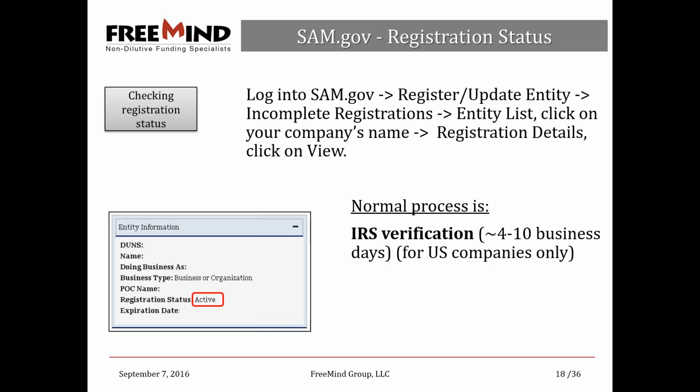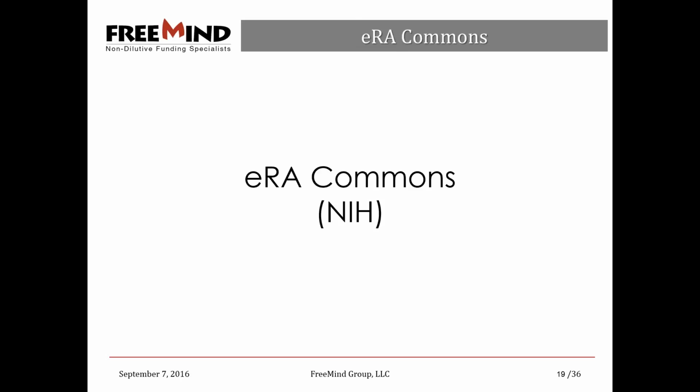The normal process is usually the IRS certification from 4 to 10 business days, and this is again for U.S. companies only. The CAGE or NCAGE validation, that's another 2 to 4 business days. And once you've had that, you can go on, but now let's talk about the eRA Commons account. This is only for NIH applications, but this is also time-consuming because it takes them a while to basically validate your account. So this is another thing you should probably do around 4 weeks before the submission date.